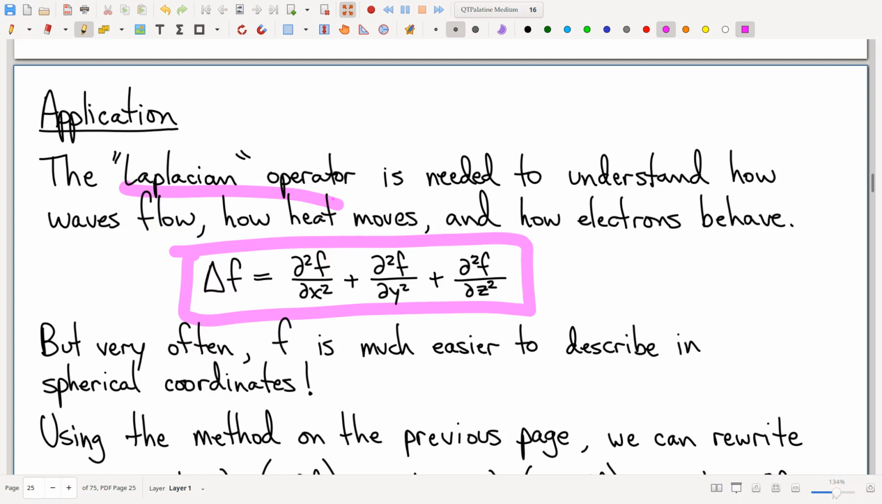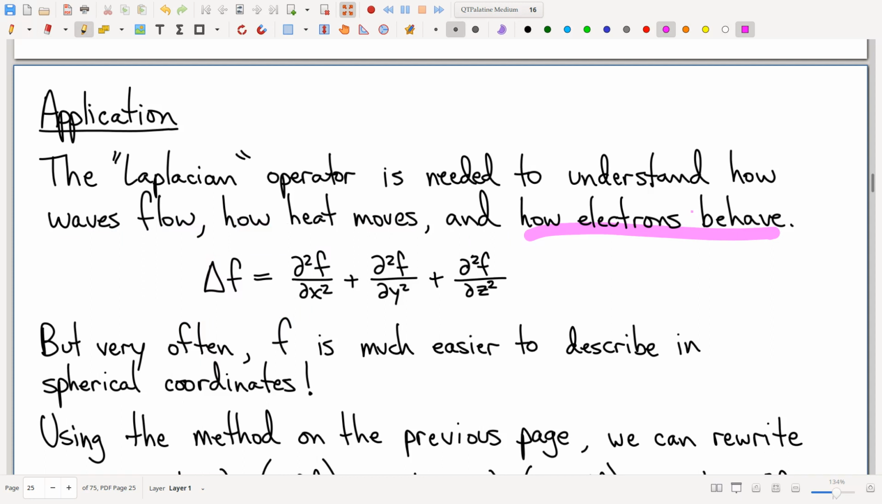And I know most of y'all are engineers. Y'all are going to be interested in various things, such as how do waves move, how does heat move, how do electrons behave. These are all pretty fundamental in physics. And it turns out that a critical element of how to describe all of these very natural, very fundamental phenomena uses the Laplacian. So this is a very important operator to write down. And the problem is, you'll notice the way I've written it down assumes that I'm playing in rectangular coordinates.